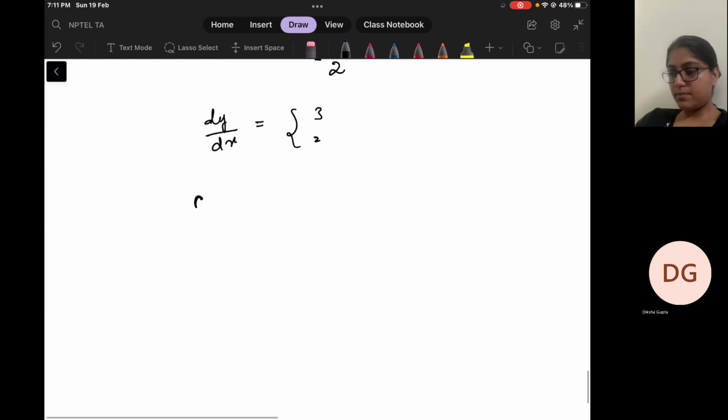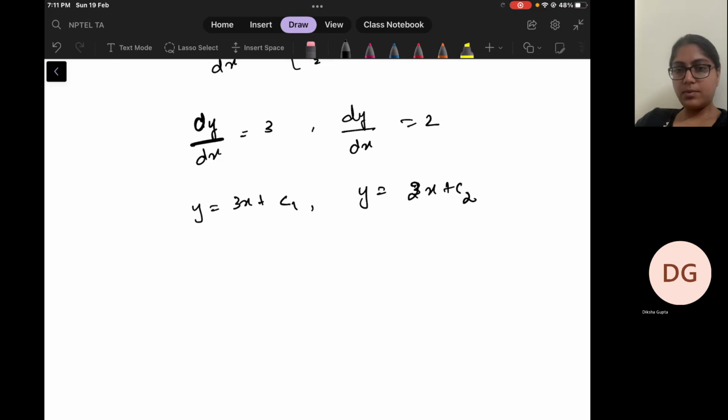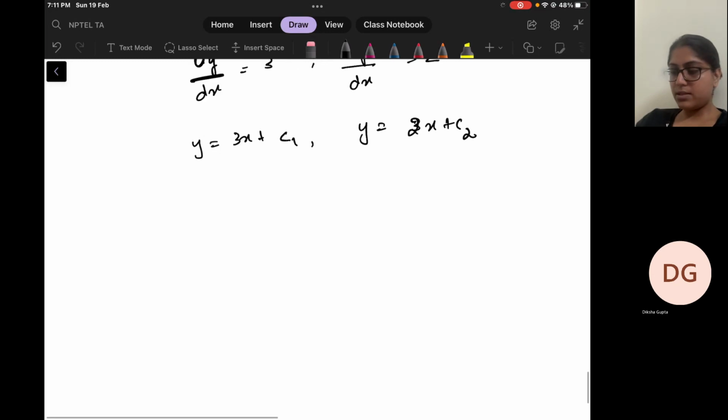Now if we solve them, y is 3x plus c1 and the other is 2x plus c2. So what will be our new coordinates? y minus 3x, and this will be the transformation, y minus 2x. Now see the Jacobian.